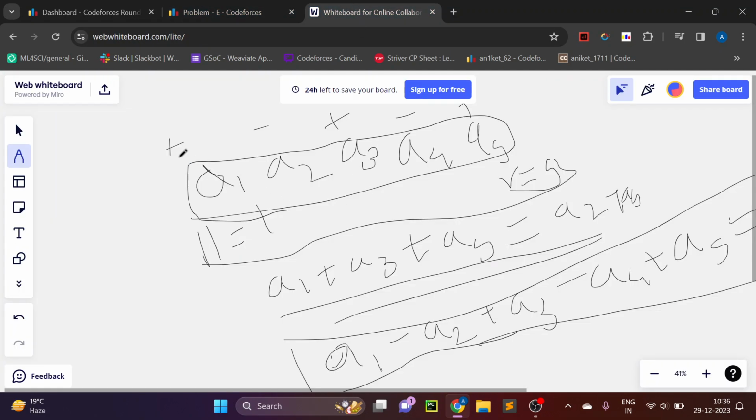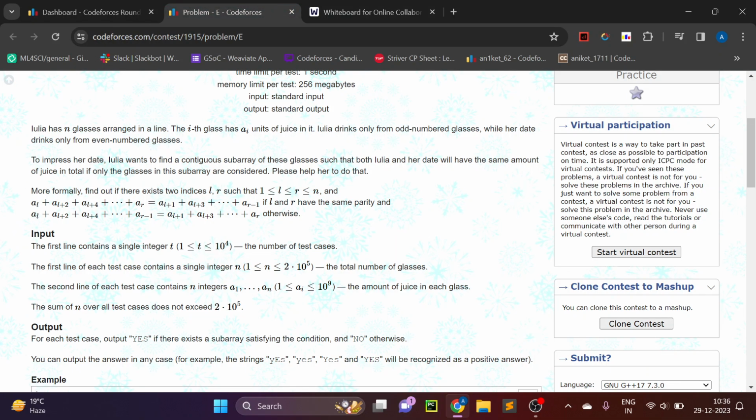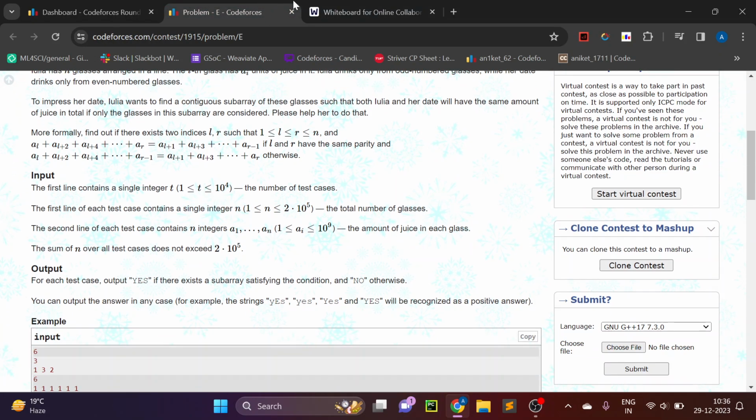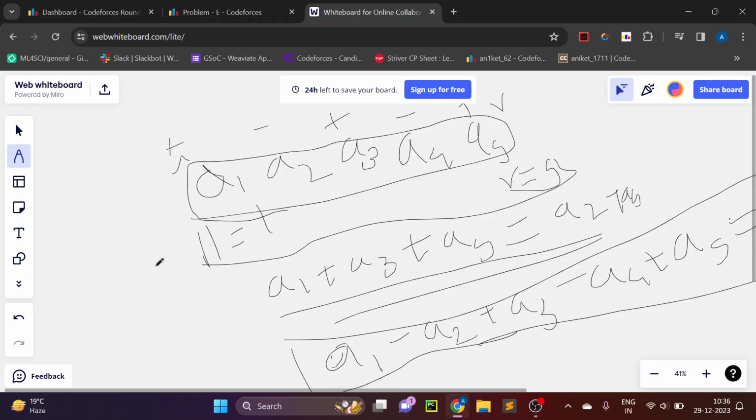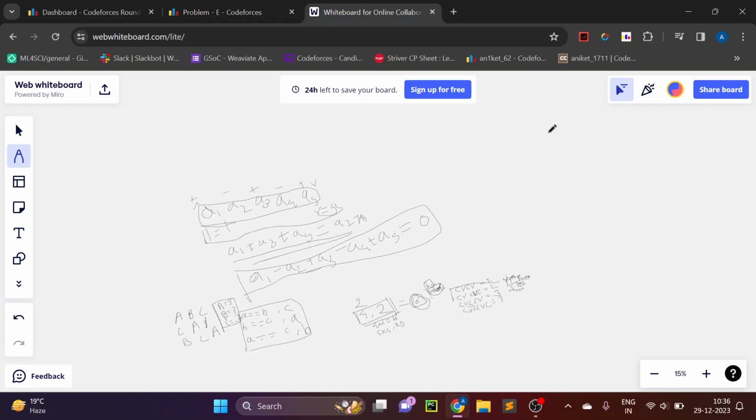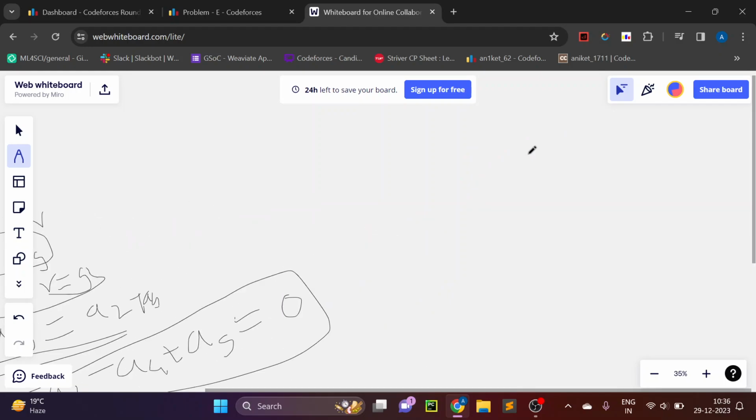But we cannot iterate for all L to R, because the solution will become of order n square, and n square in these constraints will give TLE. Now there is a subarray technique which is used, and I will try to explain it. So A1, let's take a bigger array, A5 and A6.